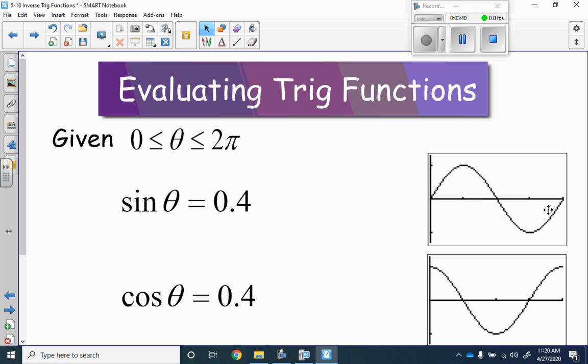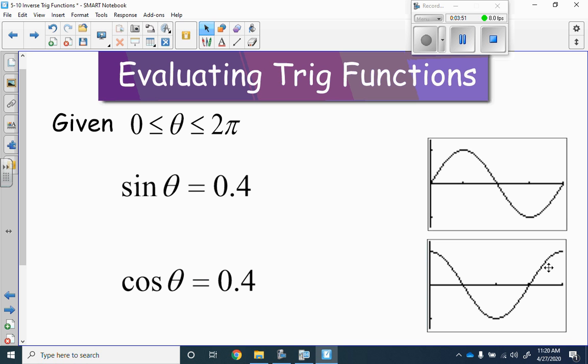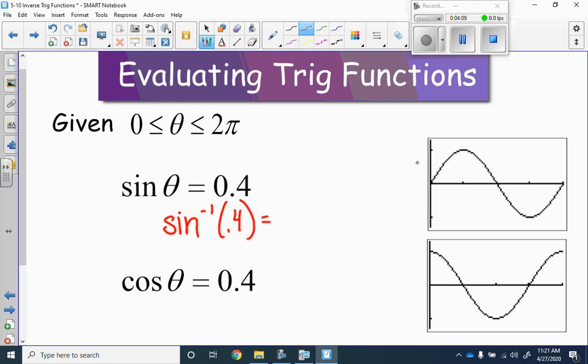Now I took our sine curve and our cosine curve and I put them along our x and y axis here, looking at 0 to 2 pi. Now I'm using sine of theta equal to 0.4. You guys would have to take the inverse sine of 0.4 to get your answer. What you're really looking for is, when does our sine curve equal 0.4? And that shows us that on a period of 0 to 2 pi, there are 2 solutions.